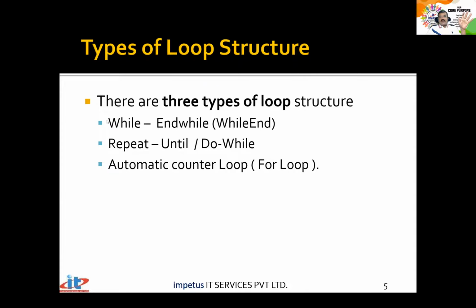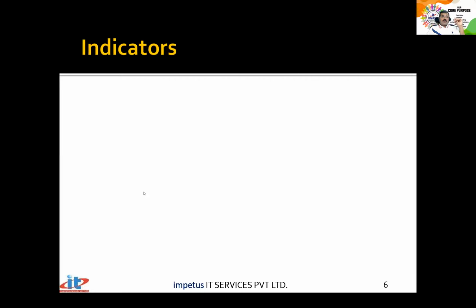While is almost everywhere. And then there is an automatic loop called the for loop. That's also provided with most of the languages. It's just a different way of representing a while loop. But amongst repeat until and do while, I have seen only one of the two loops being provided in every language. So there is some difference between while and for and the repeat until loop that we are going to talk about.